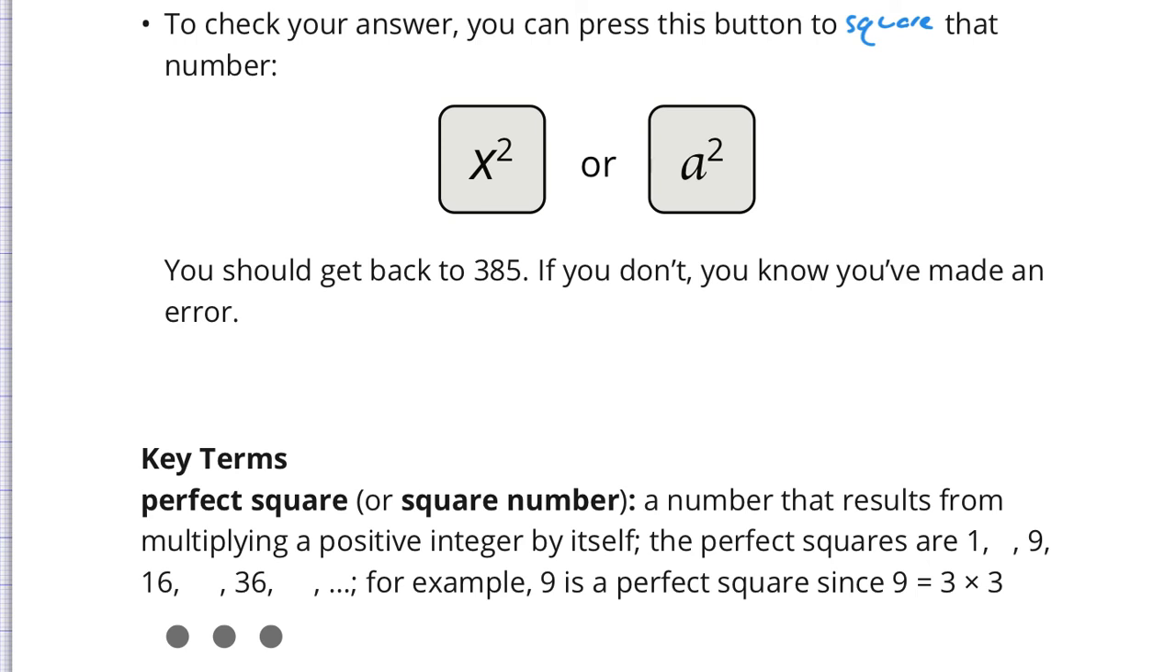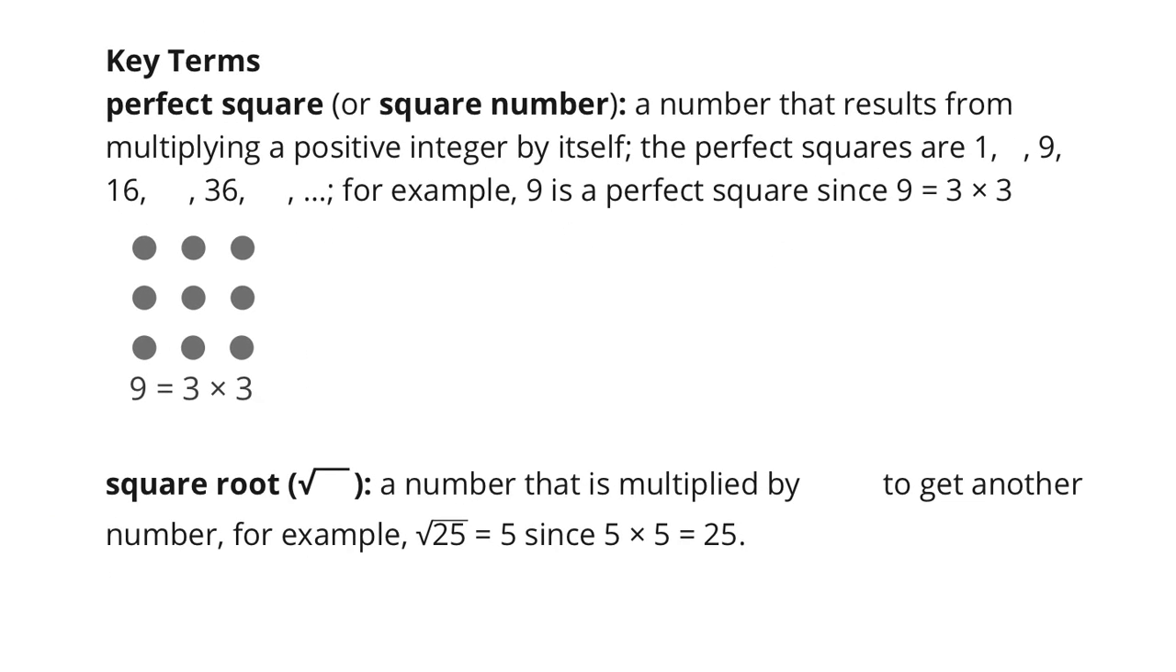All right, let's look at our key terms. Perfect square, or square number, is a number that results from multiplying a positive integer by itself. The perfect squares are 1, 4, 9, 16, 25, 36, 49, etc. Because these are all the perfect squares.